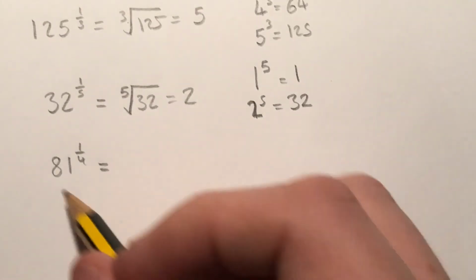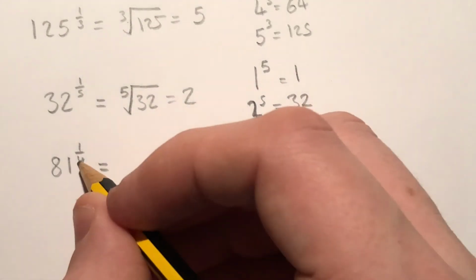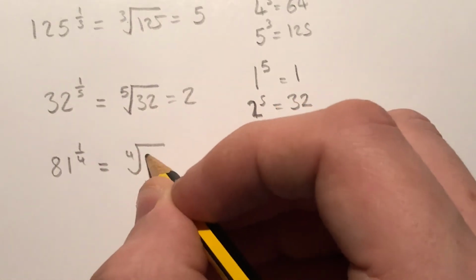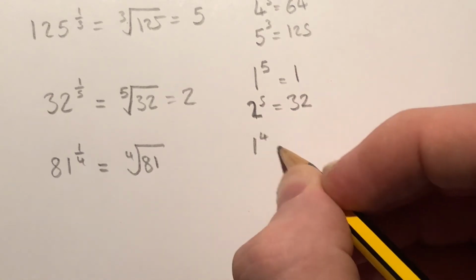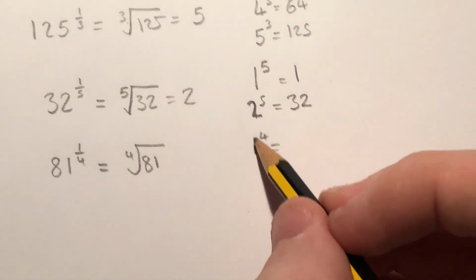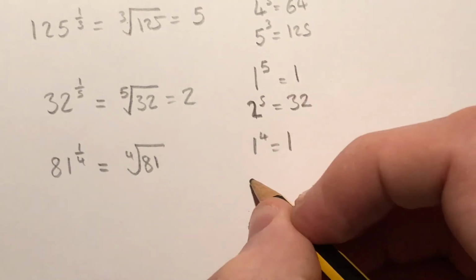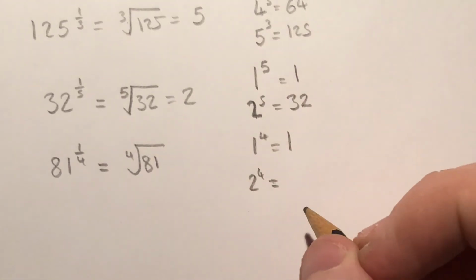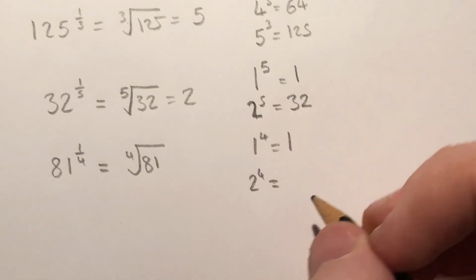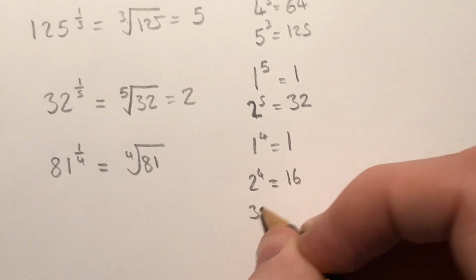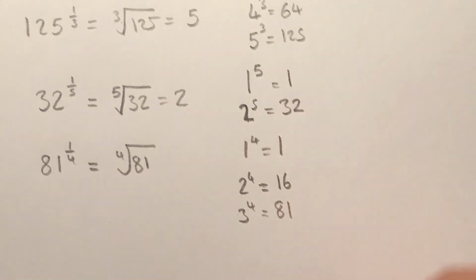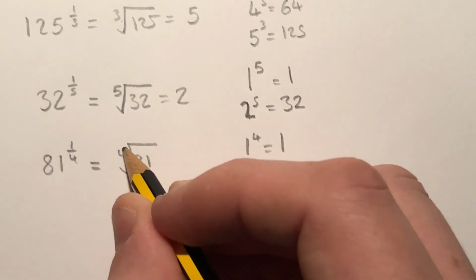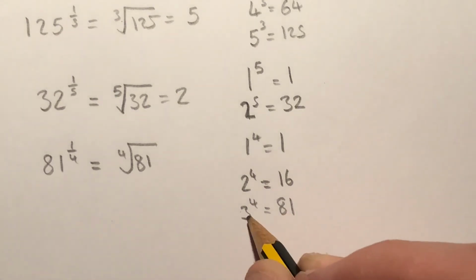And similarly with 81 to the power of 1/4, we're looking at our power 4 series. So 4 goes there, 81's here. And again, most of us have a life outside of maths, so let's just do this manually. 1 to the power of 4: we've just discovered 1 to the power of anything is still 1. 2 to the power of 4: 2 times 2 is 4, times 2 is 8, times 2 is 16. 3 to the power of 4: we know 3 to the power of 3 up here is 27, so timesing that by 3 again will give us 81. So the 4th root of 81 must give us 3.